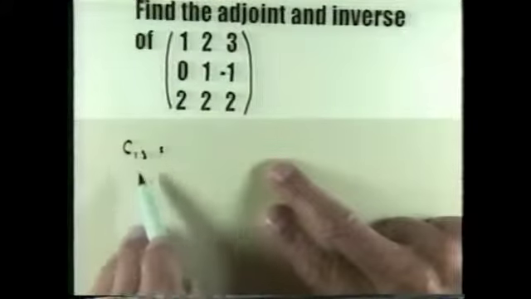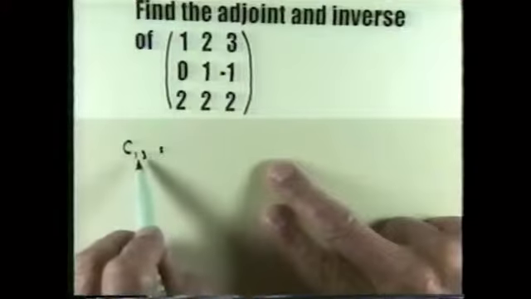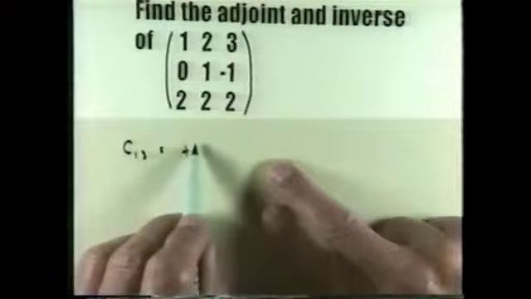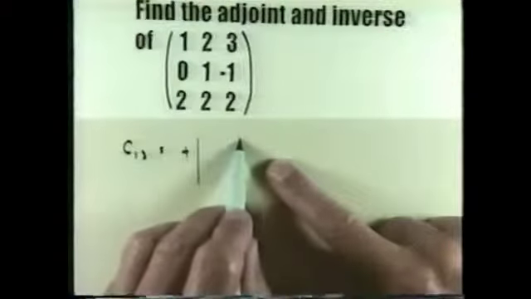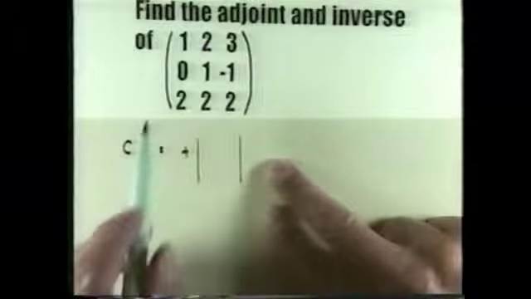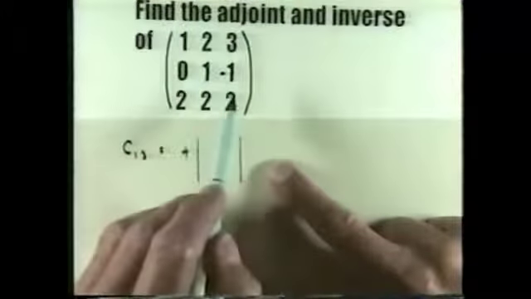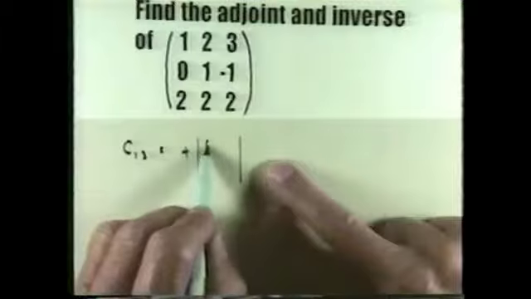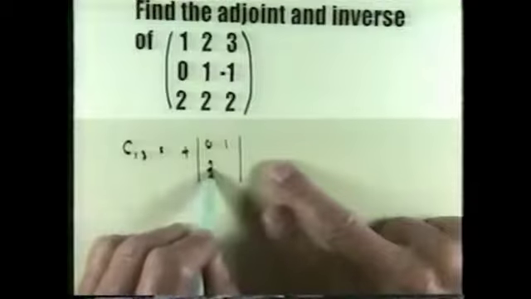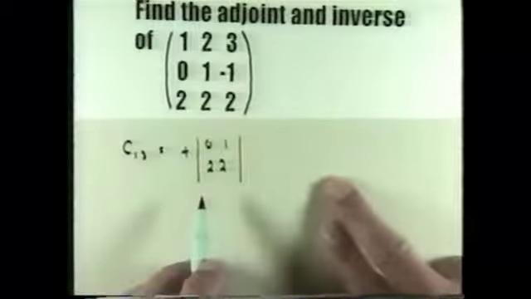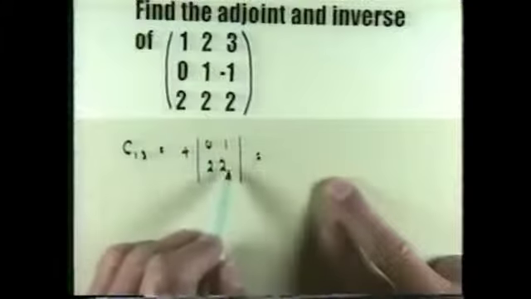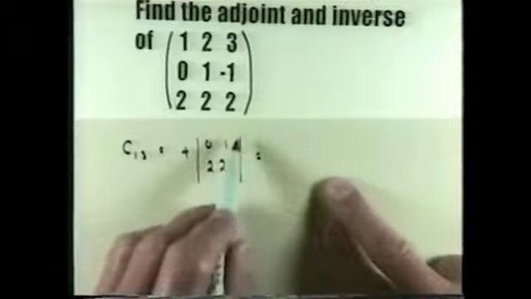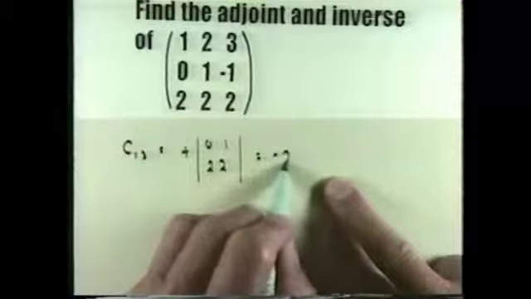C13. Now that's going to be a negative 1 to the fourth, so that would be a positive. And we have the determinant with row 1, column 3 deleted. So I would have 0, 1, 2, 2. 0 times 2 is 0, minus 2 would be a negative 2.